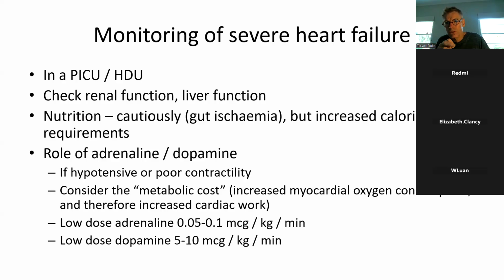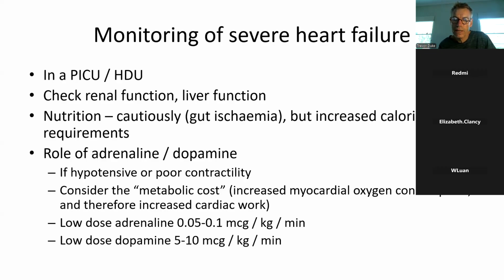Important, as I've said, to check their renal function. It's very common for children who've got particularly rheumatic heart disease or myocarditis to have impaired renal function. For the reasons I mentioned, they may also have impaired liver function because they've got gut ischemia and splanchnic ischemia. With nutrition, you need to be quite cautious at the start because they often have relative hypoperfusion to their gastrointestinal tract.